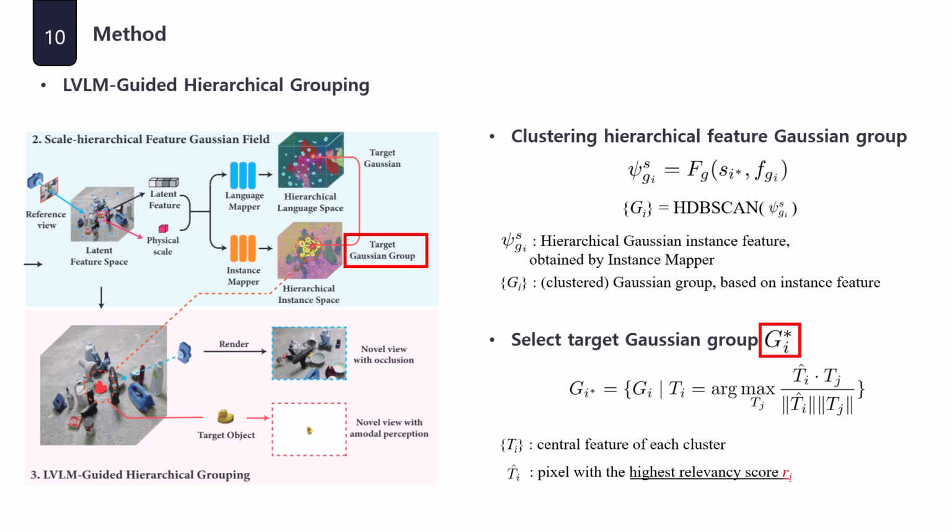The Gaussian group G_I, whose rendered center feature T_I shows the highest cosine similarity with this most relevant pixel, T hat I, is selected as the final target Gaussian group, G_I star. This selected group represents the localized target object, even if it's partially occluded, by effectively combining the scale information, instance-level feature, and the language-guided relevancy from the query.